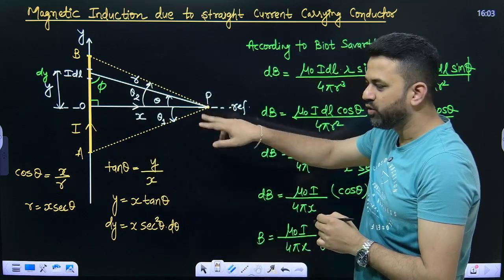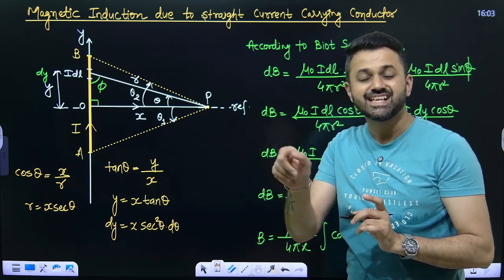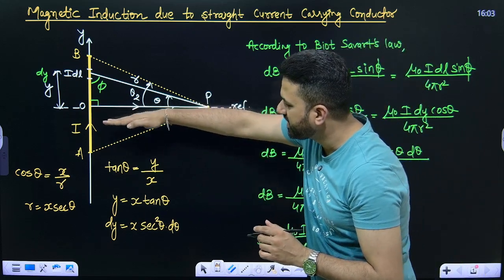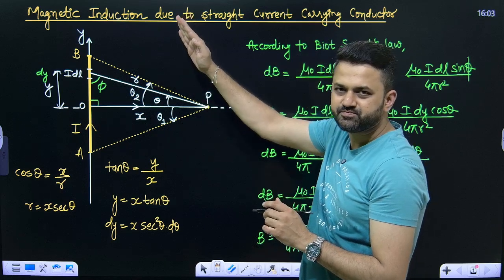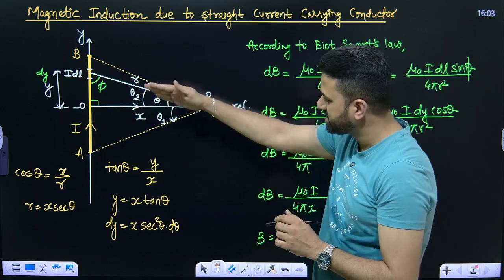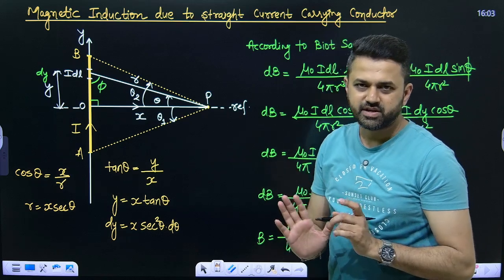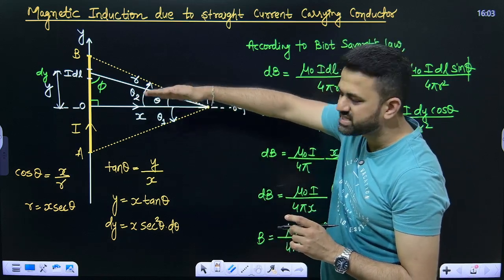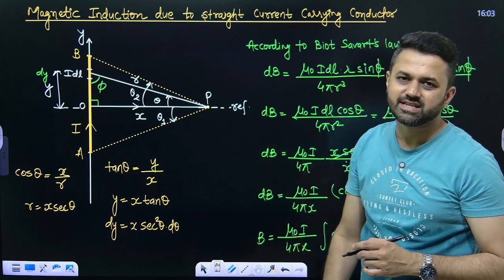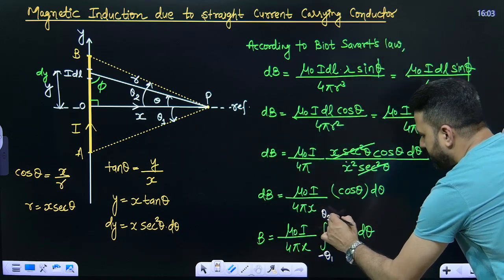Because both the angles are in different directions, the sense of rotation to measure the angle is anti-clockwise for theta 1 and clockwise for theta 2. So one angle you have to take negative. Because theta 1 is downside from my reference, I am taking it as negative. So I will take the limit from minus theta 1 to theta 2.